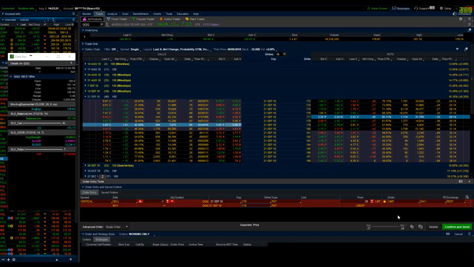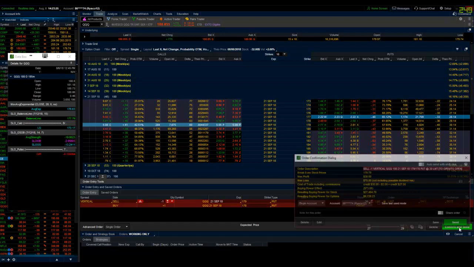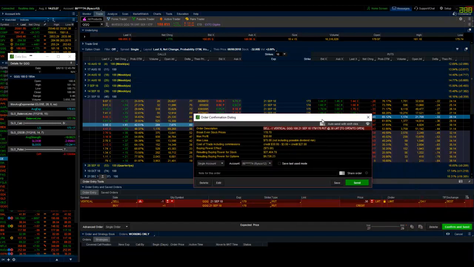This allows me to collect 30 cents, so it does meet my minimum threshold of 30%. I'd be collecting 30 cents or $30 per spread. That's the most I can make on the trade. I'd be risking $70 per spread. So I'm right around risk 2 to make 1, and I'm very comfortable on these short spreads to be in a position where I'm risking 2 or 3 to make 1.